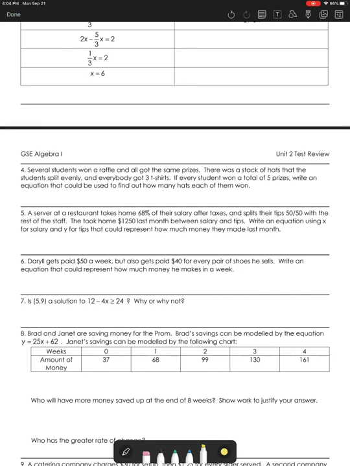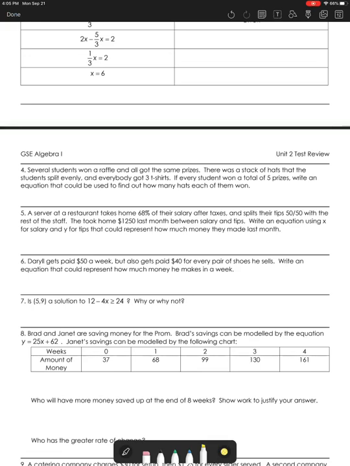So I'm going to read the problem and then go back and highlight what's important and what I notice about it. So number 4, it says several students won a raffle and all got the same prizes. There was a stack of hats that the students split evenly and everybody got 3 t-shirts. If every student won a total of 5 prizes, write an equation that could be used to find out how many hats each of them won.